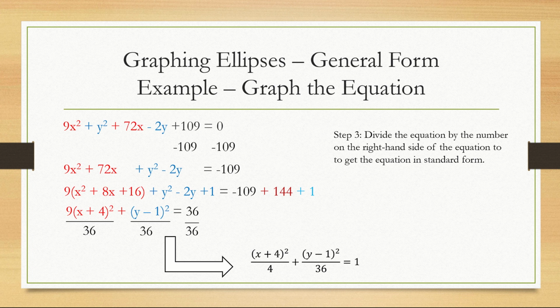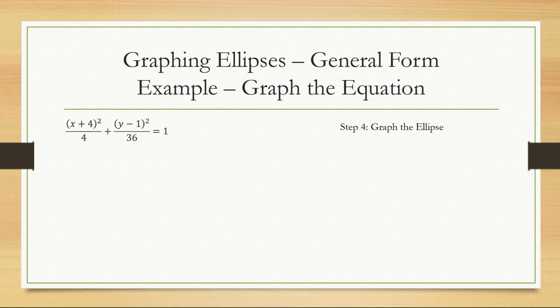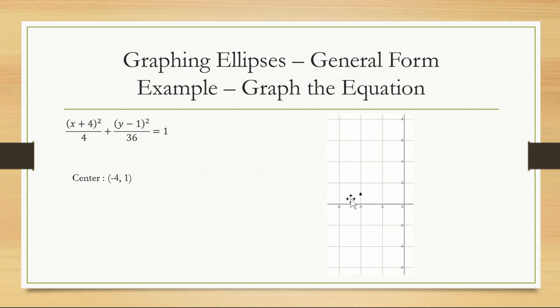Okay, so I'm going to move the equation to the top here and then move on to the last step, which is just to graph the ellipse. So in this case, we know the center is at the opposite of 4 and the opposite of -1, which is (-4, 1). So we can graph the point right there. That's the center of the ellipse at (-4, 1).